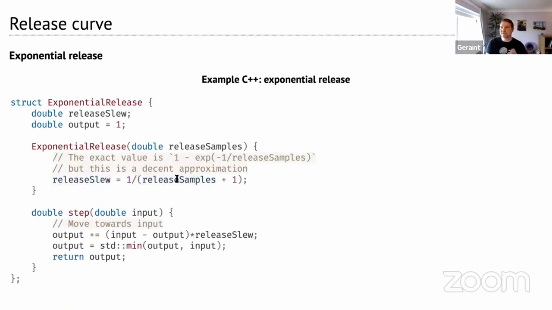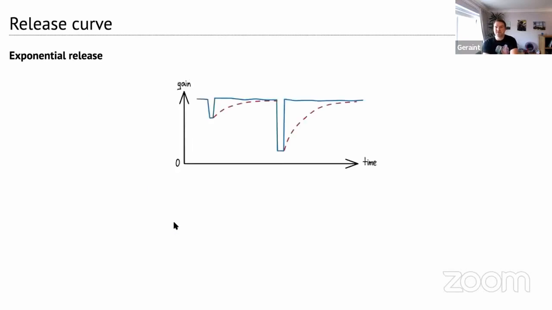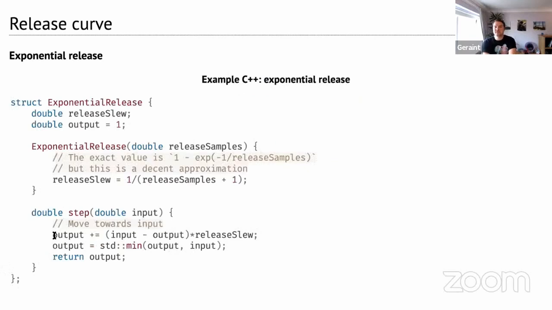So you calculate some kind of averaging value for your exponential. And then every time you have an input sample, you move towards it slowly. But if it turns out that you're decreasing, then you move down instantly. So this is how you can produce this kind of release curve. And it's hopefully reasonably straightforward.